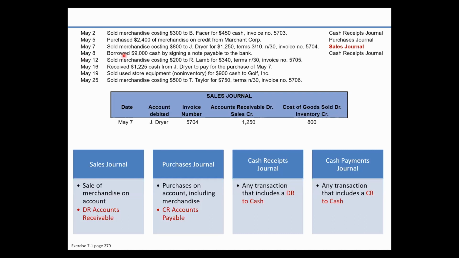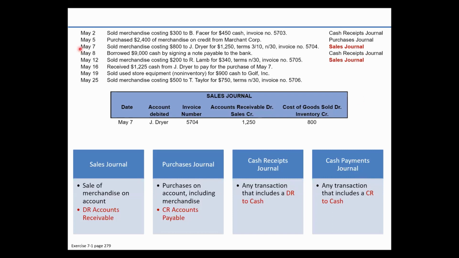May the 8th, borrowed $900 cash by signing a note payable to the bank. So that's a cash receipts journal because we've received cash. And in this case, we received a bank loan from the bank. So we owe the bank money, we received cash. But in that case, we would use the cash payments journal to record that.